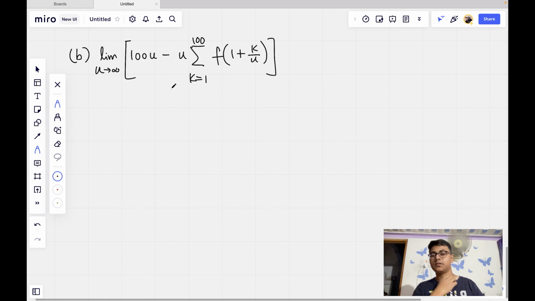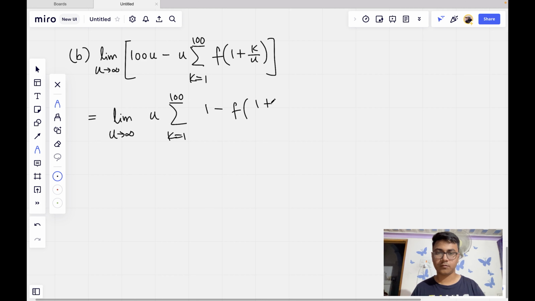So the first thing we are going to do is take u common and move this 100 inside this summation. So this will become, okay, we'll do this later. We'll write it as u times the summation as k goes from 1 to 100 of 1 minus f of 1 plus k by u.